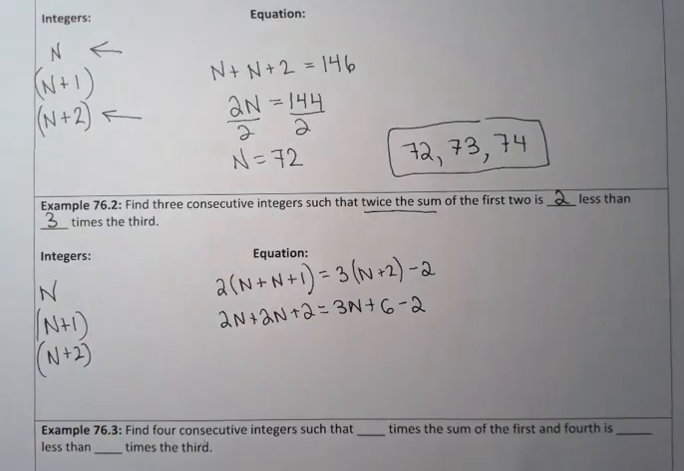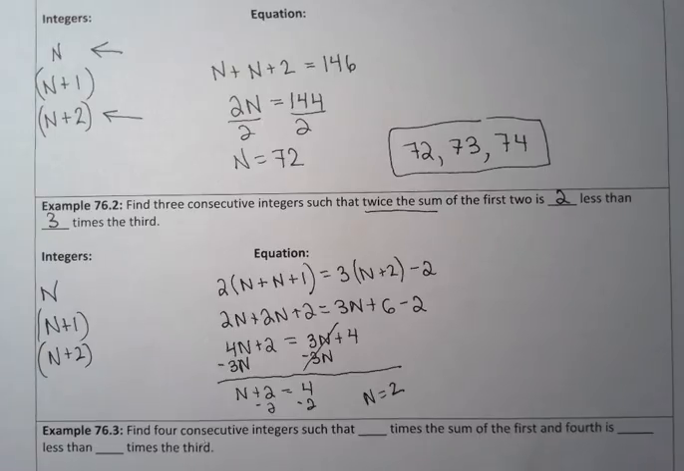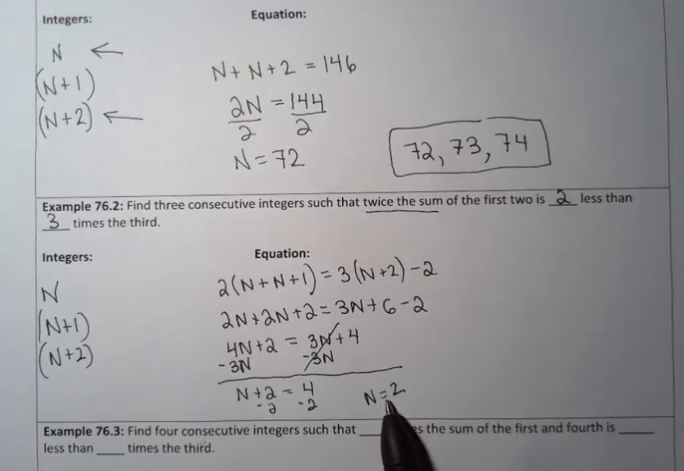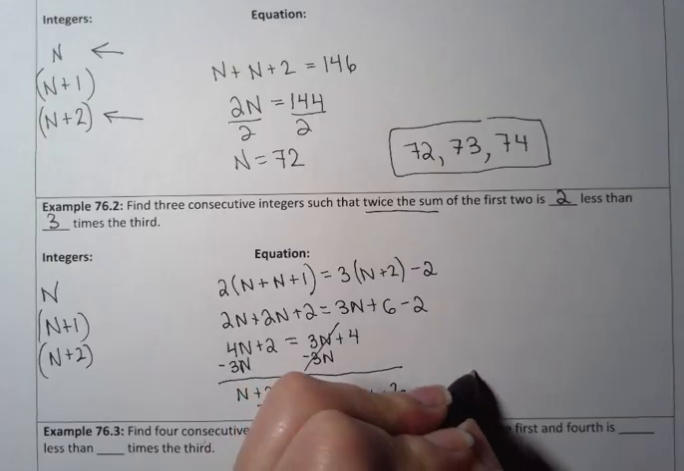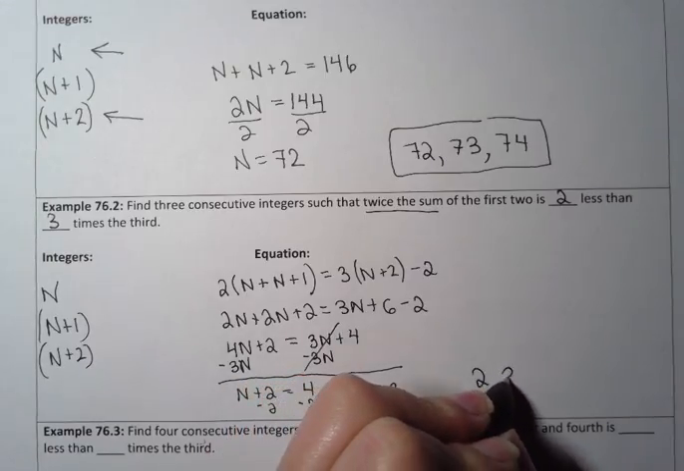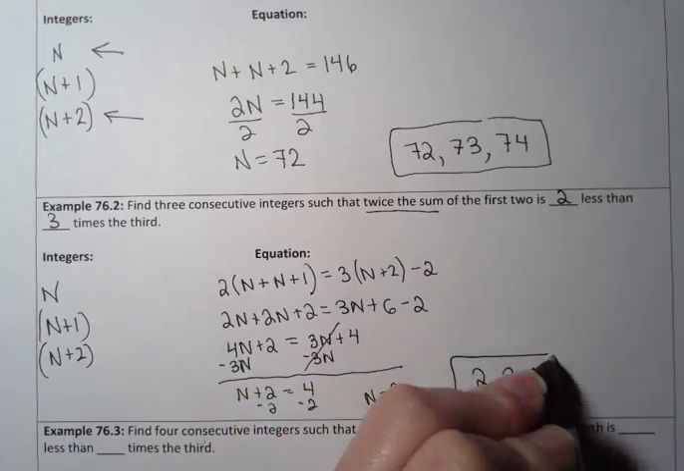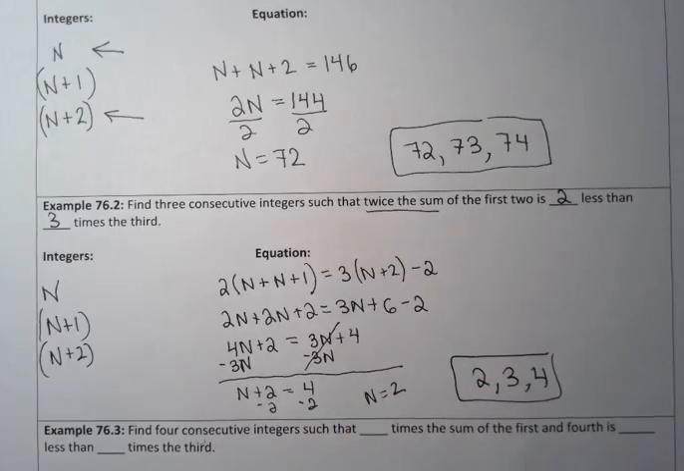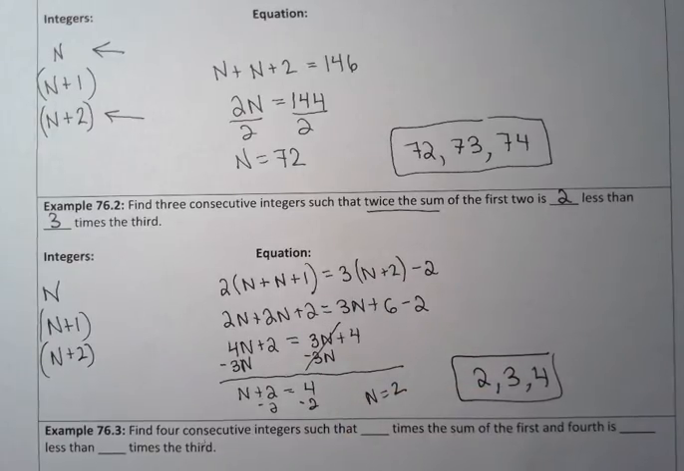So go ahead and try to solve this on your own. Pause the video. When we solve this equation, we get n equals 2. And so that means that if n is 2, then the 3 consecutive integers are 2, 3, and 4. All right, let's do one last example here.